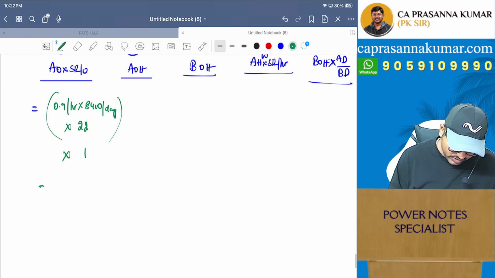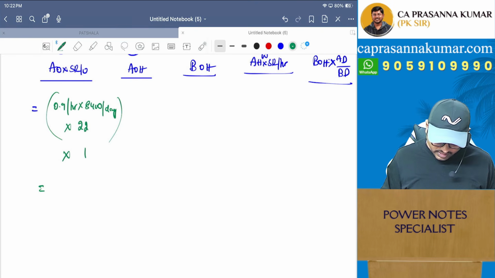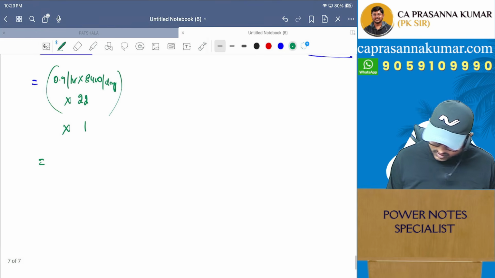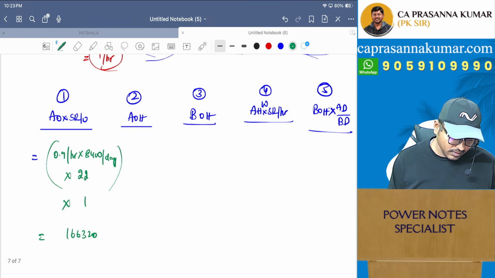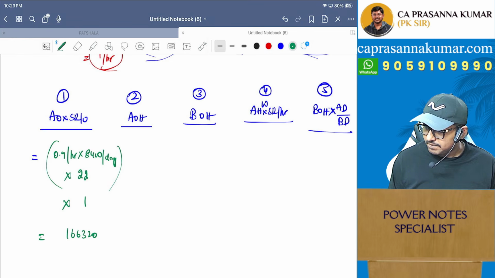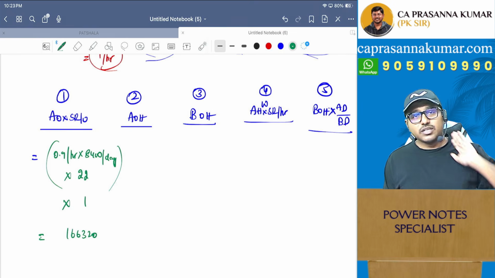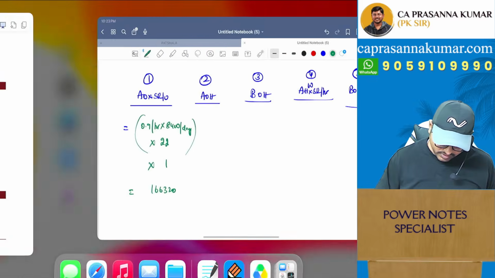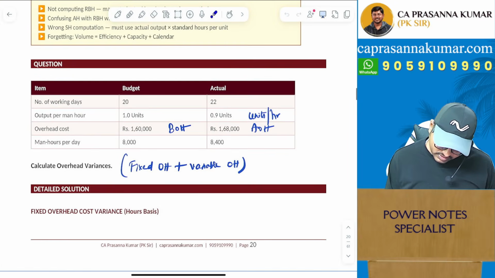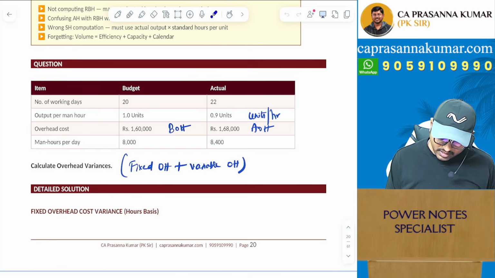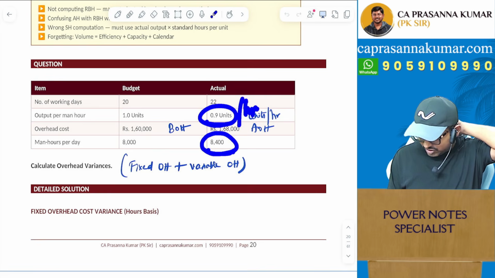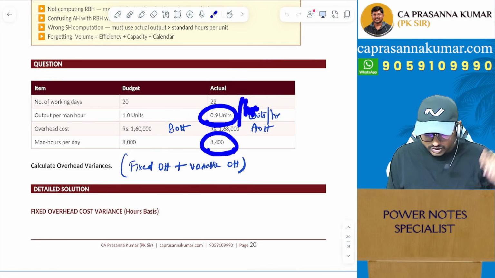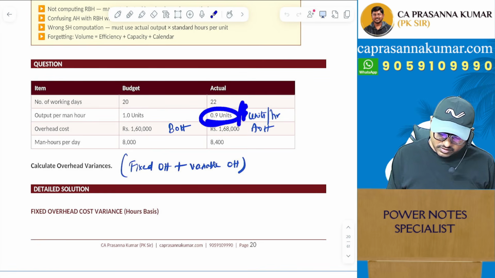The standard rate per unit is 0.9, 1,400. Did you understand what I've done? Actual output is nothing but, see here, output per man hour, 0.9 units per hour. So how many hours? Because we are talking about actual output, all the numbers that you should take should be actual. So 0.9 units per 1 hour.